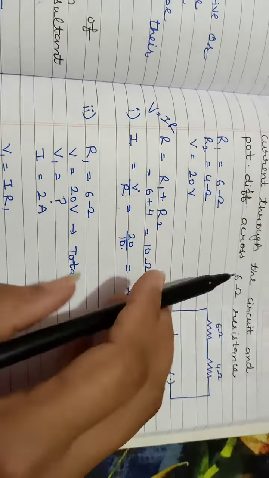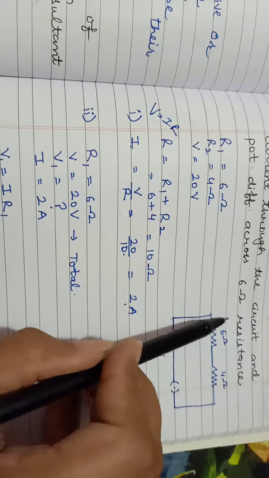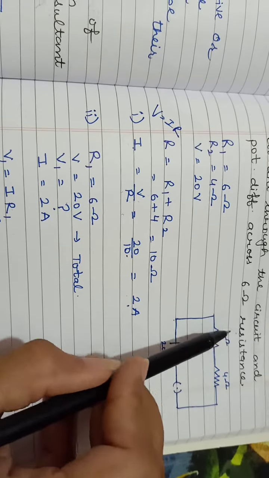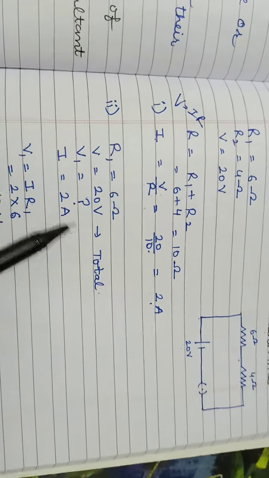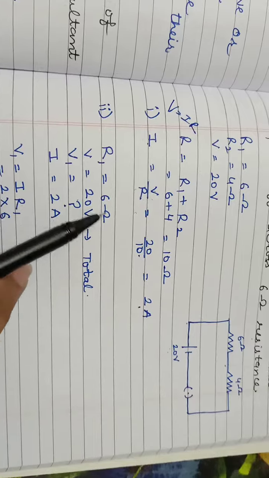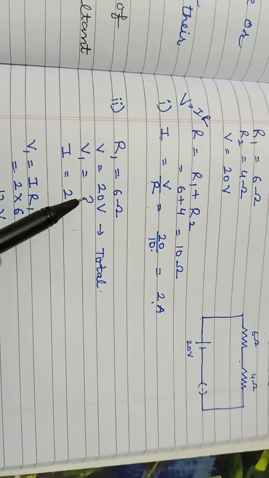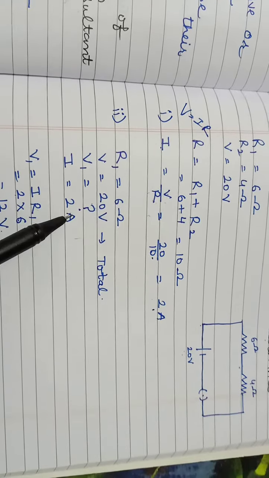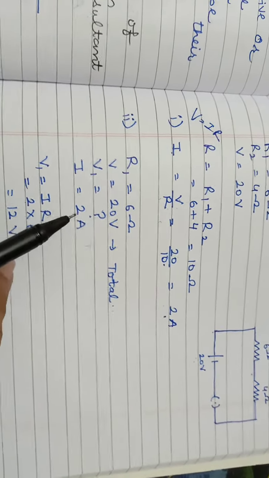Now in the second part, we have to calculate the potential difference across the 6 ohm resistance. This is the 6 ohm resistance, so the potential difference is different across the 6 ohm resistance. We have R is 6 ohm. The total potential difference is 20 volts, but we have to calculate V1 only. So we have I equal to 2 ampere. We have calculated it in the first part.